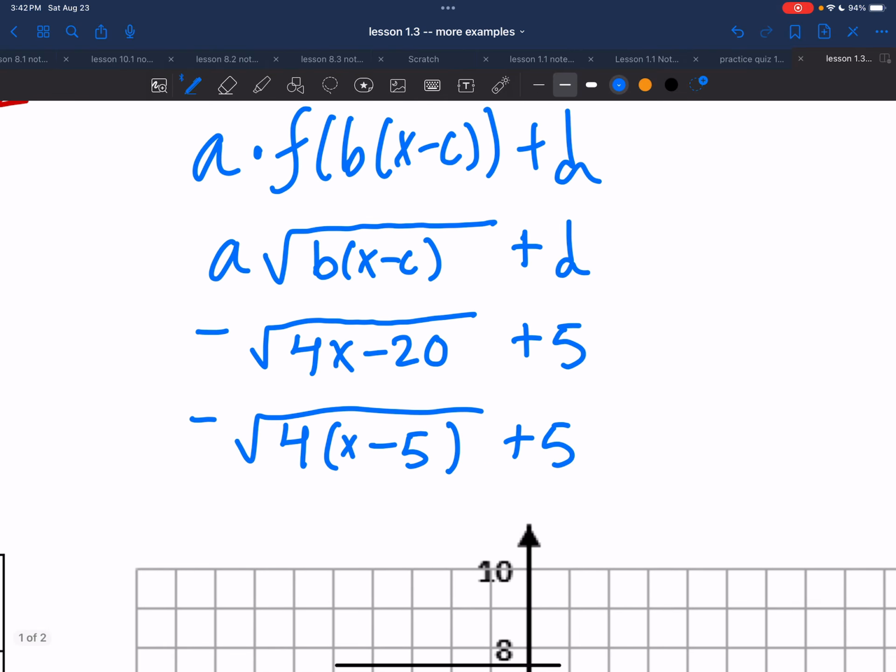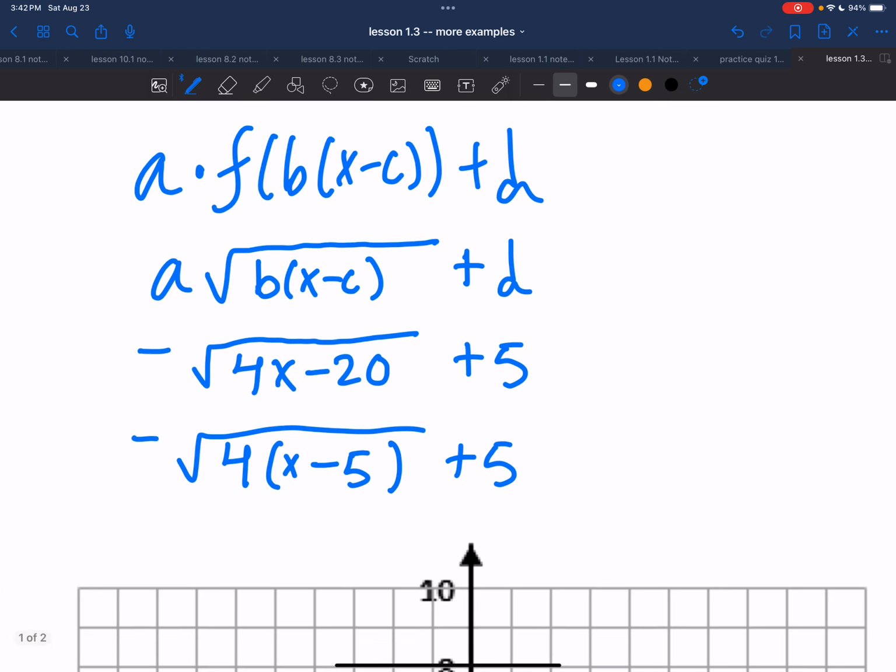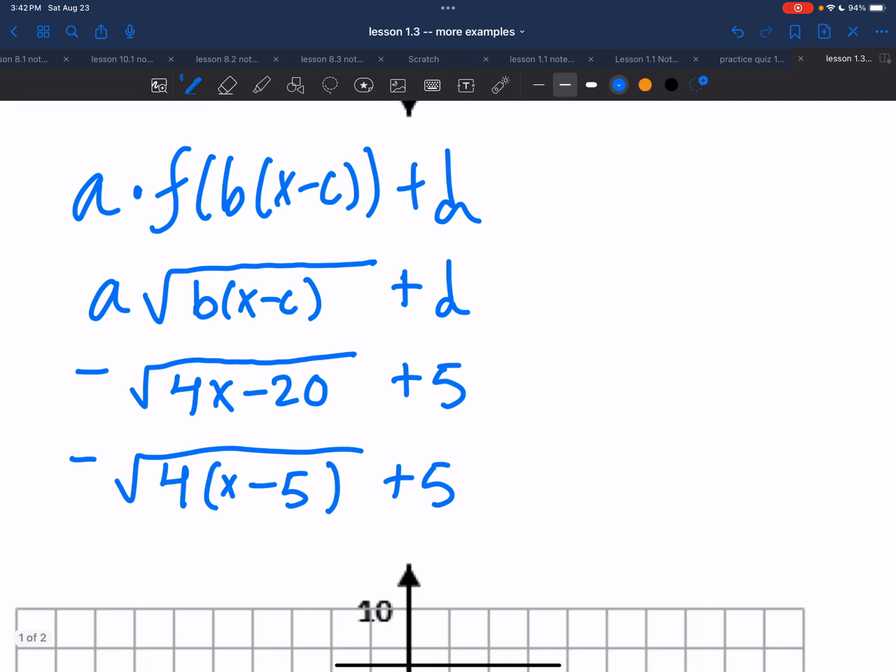So now I can identify every last transformation that's present here, yeah? The first thing I'll notice is the a value is that negative sign. Notice that there's no number, it's just the negative sign. That means a is negative 1 because there's always a 1 multiplying as a coefficient. Now that I've written it in this form, I can see that the b value is 4.